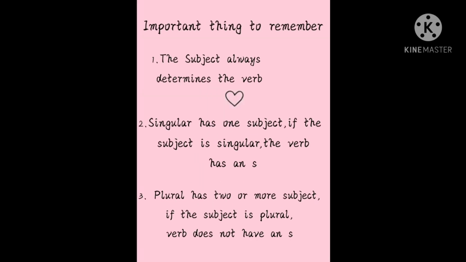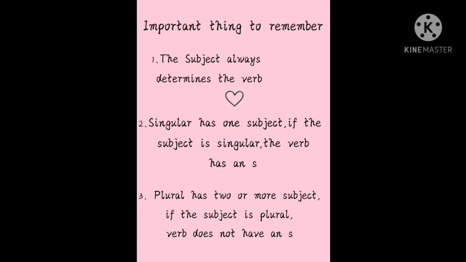Important things to remember in subject-verb agreement. First, the subject always determines the verb. Next, singular is one. So if the subject is singular, the verb has an S. For example, Anna plays at the playground. The subject is Anna and it is in a singular form. Then the verb is plays. It has an S because it was said in the rule.